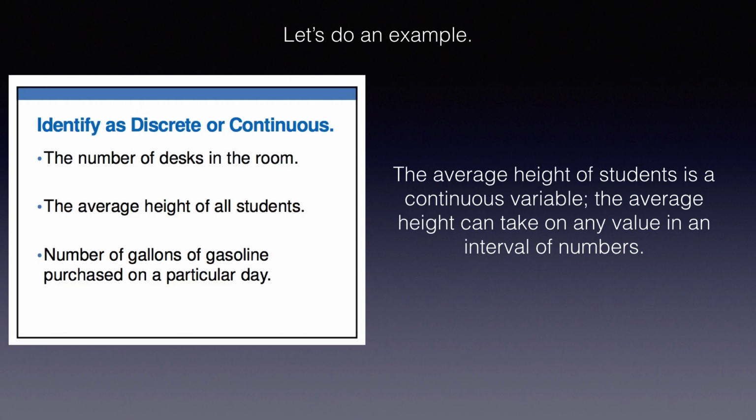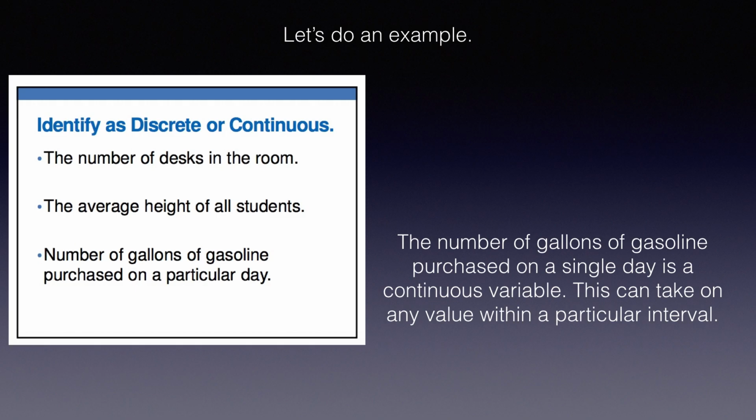Now think about the number of gallons of gasoline purchased on a particular day. The number of gallons of gasoline purchased on a single day is a continuous variable. This can take on any value within a particular interval.